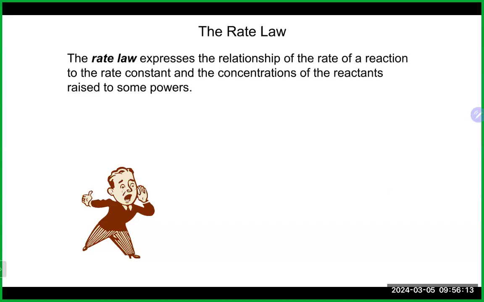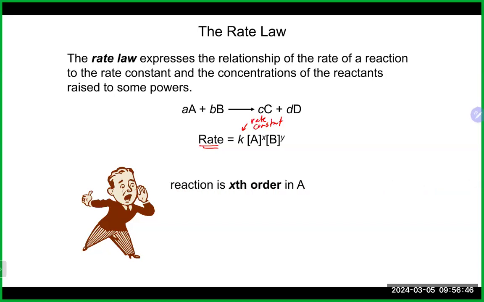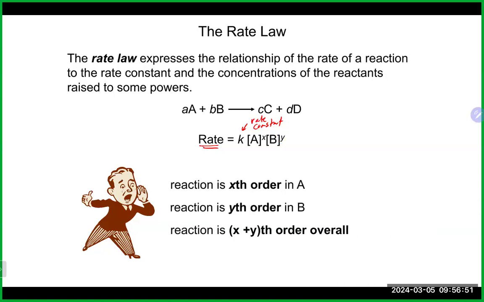So we'll go here. We're going to talk now about the rate law. And the rate law expresses the relationship of the rate of reaction to its rate constant and the concentrations of its reactants to some powers. So if we have this equation here, this is a generic rate law. This is the rate, like molarity over seconds. This is our rate constant. We have the concentration of our reactants, A to the X and B to the Y.